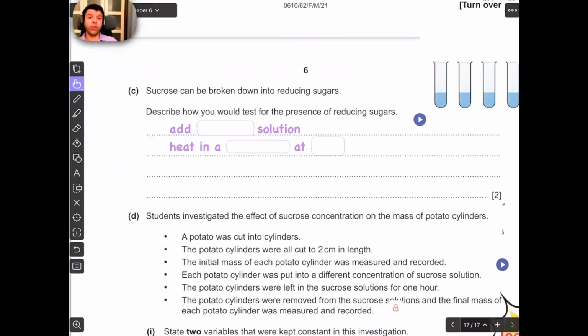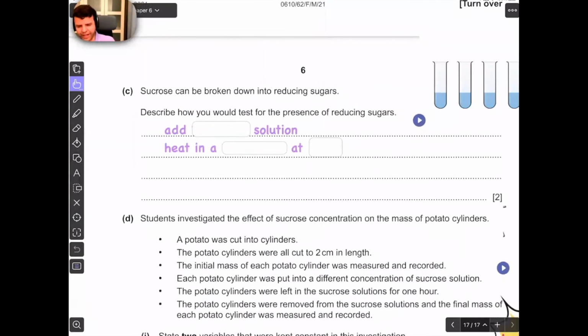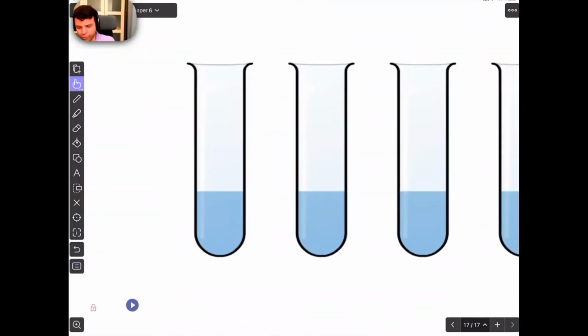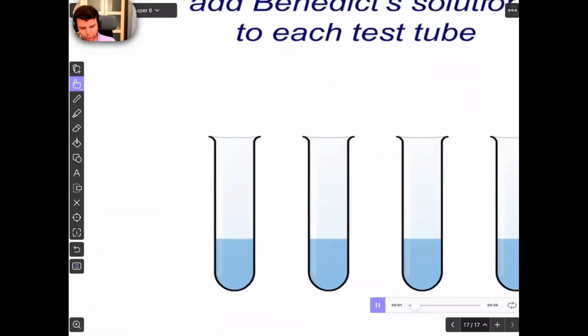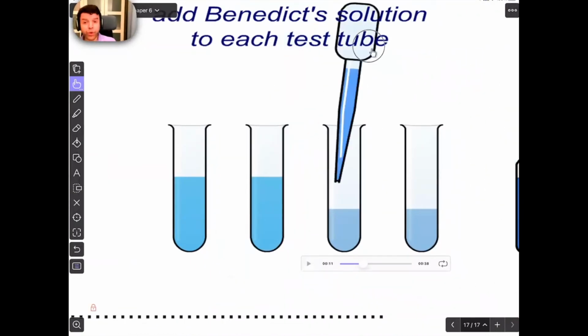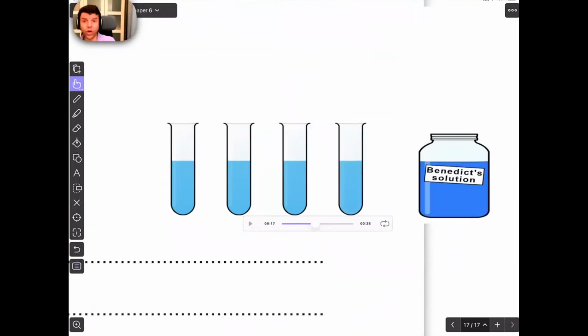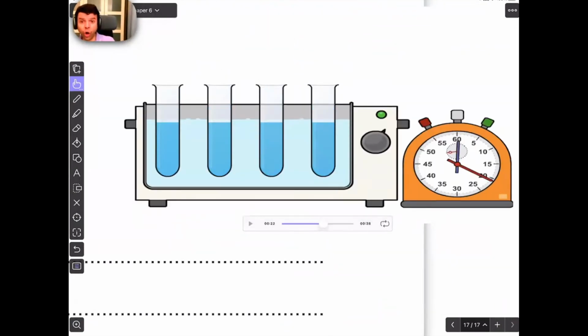Also, food tests. Food tests are standard questions on the paper 6 exam. Here they're asking me, describe how you would test for the presence of reducing sugar. What do we usually use here? We use Benedict's, right? We add the Benedict solution, and then we put it into a hot water bath. Note that the Benedict test doesn't work unless you put it into a hot water bath.